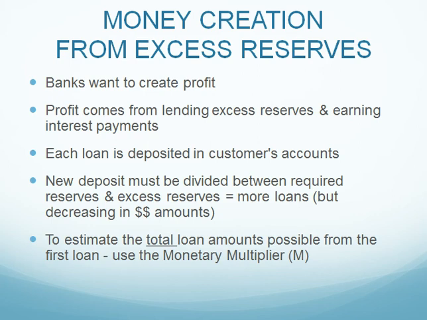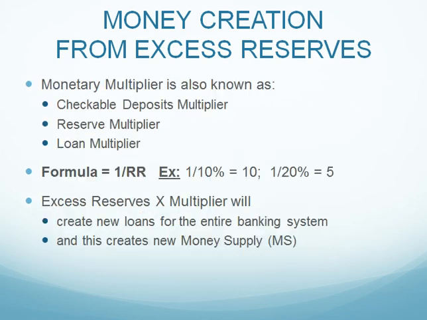Each loan, once it's made, is deposited in customer accounts. New deposits have to be divided between required reserves and excess reserves, which equals more loans, but because you have to take the required reserves out first, the loans become smaller. To estimate the total loan amount possible from the first loan, we use the monetary multiplier. It's simply a much shorter and much faster process, and it arrives at the same amount.